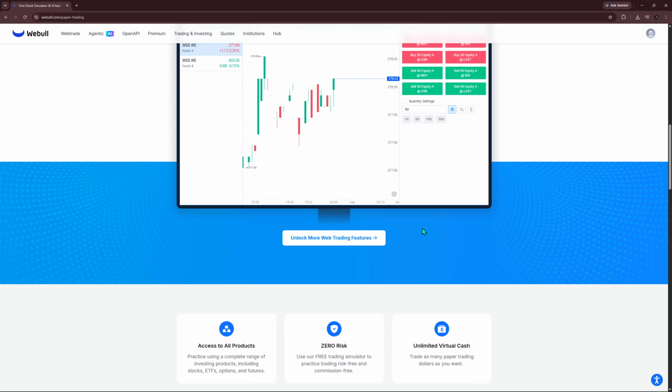And there you have it. You now know how to paper trade on Webull. This practice is invaluable for honing your skills and preparing for real market conditions.